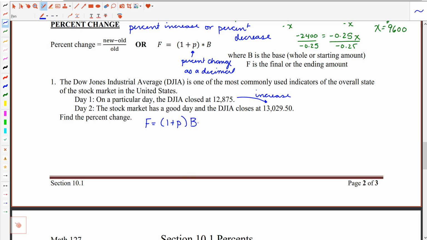So let's substitute the numbers that we know. So then I'm going to have the final amount was 13,029.50. The percent change is the unknown in this, and then the base or the starting amount was 12,875. Ultimately in this equation then I want to solve it for P. So I'm going to divide both sides by 12,875.